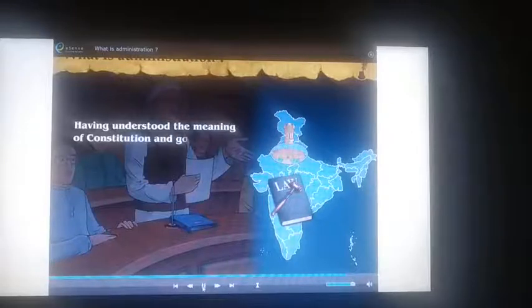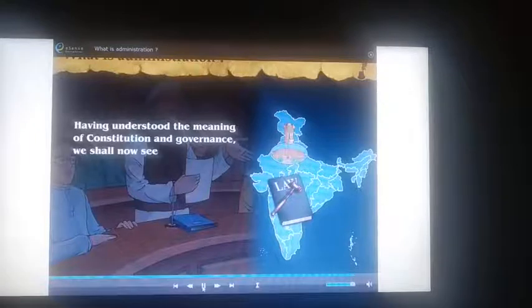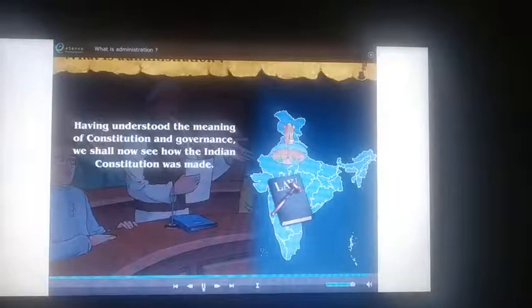Having understood the meaning of Constitution and governance, we shall now see how the Indian Constitution was made. Background to the making of the Constitution.